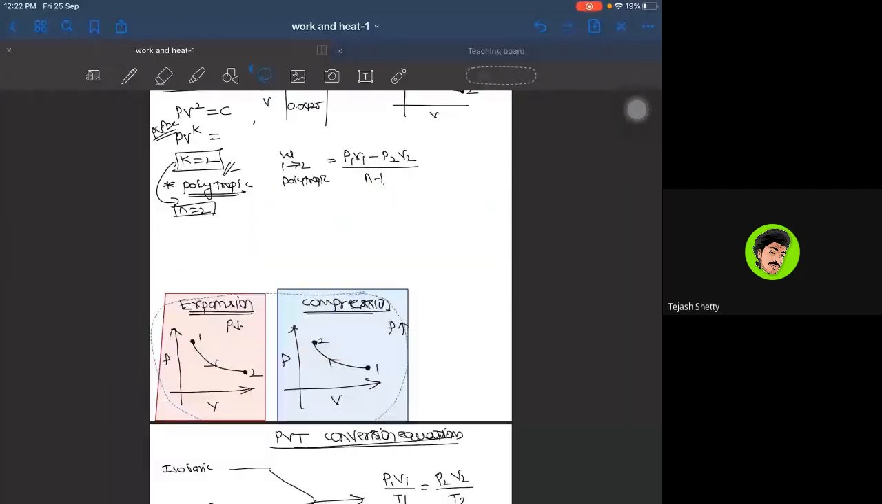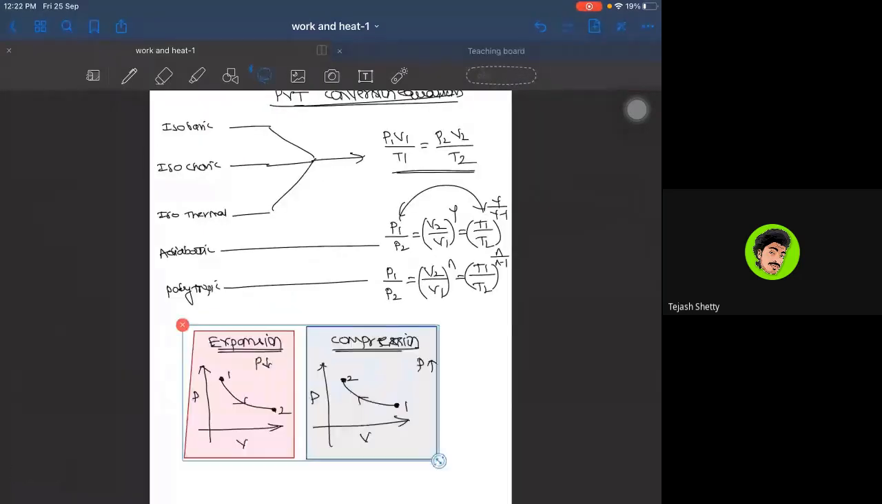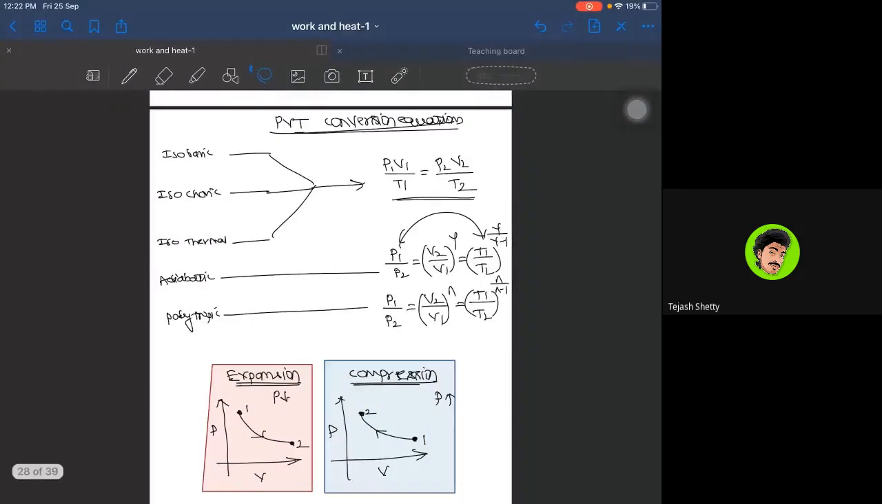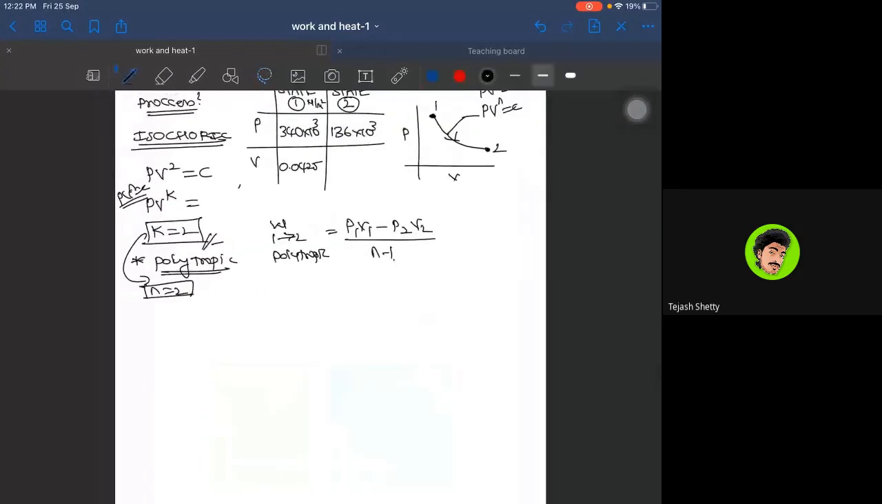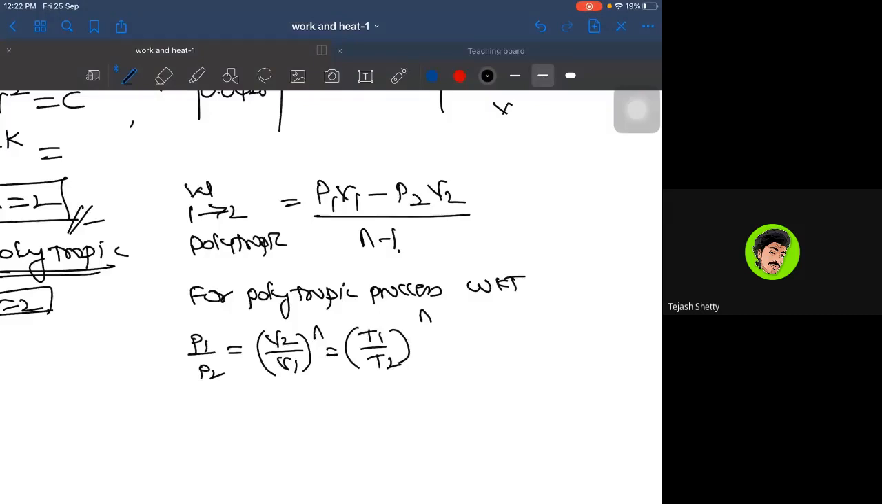Okay. So what is the PVT conversion equation for a polytropic process? For a polytropic process, we know that P1 by P2 is equal to V2 by V1 whole to the power of gamma, not gamma here, it is n, that is equal to T1 by T2 whole to the power of n divided by n minus 1.